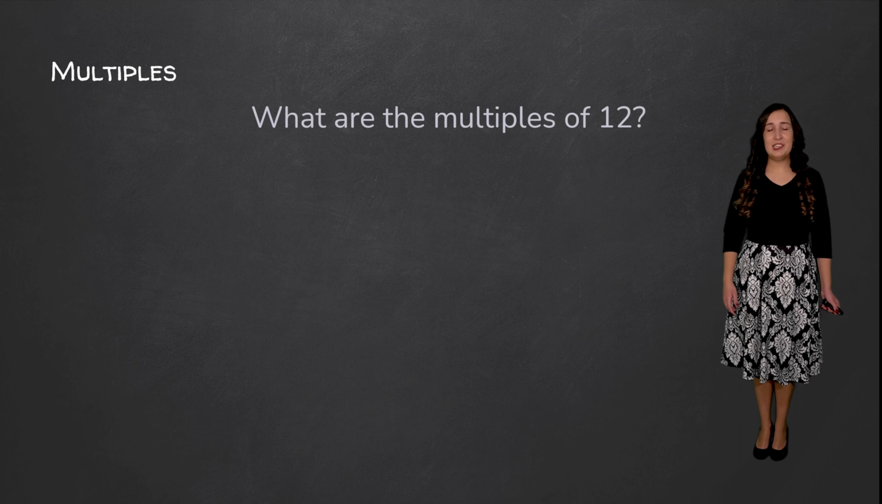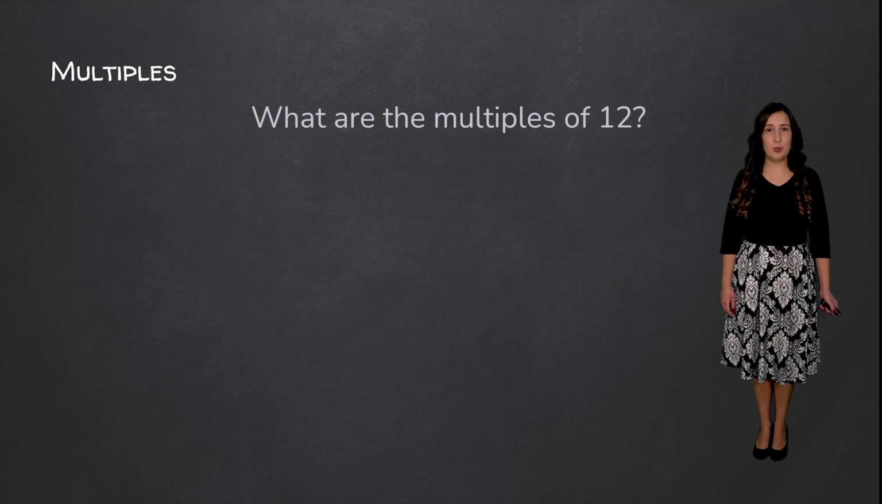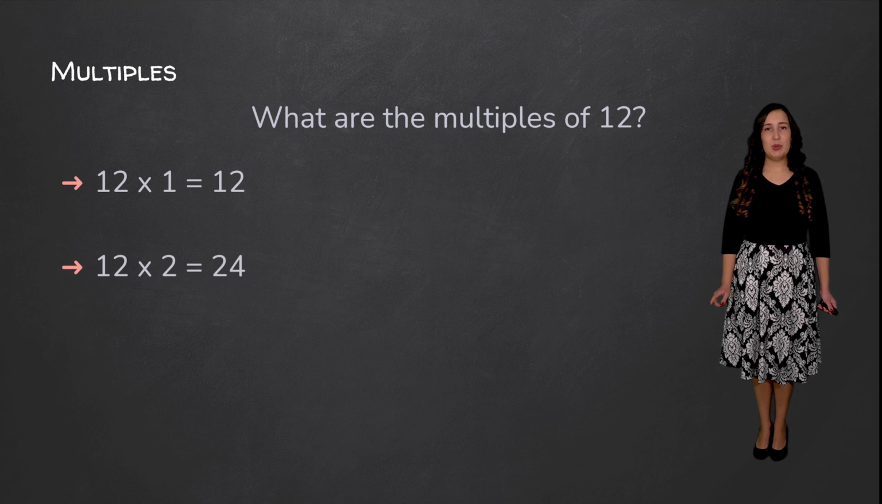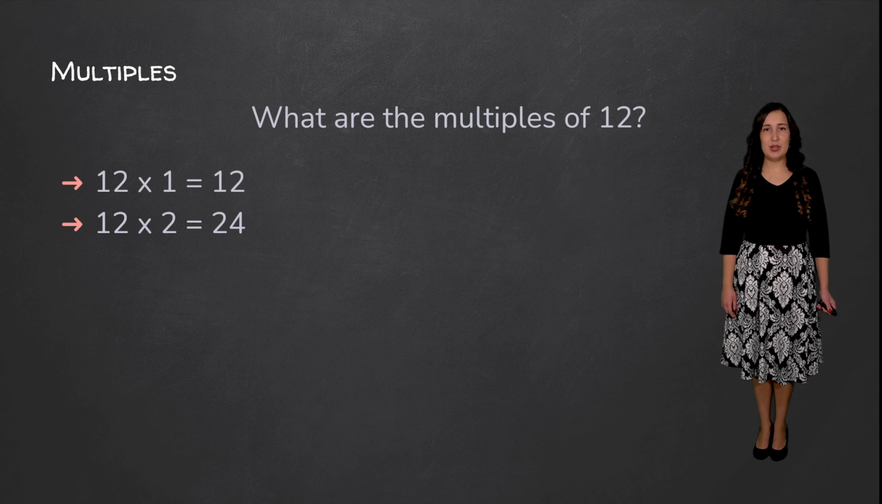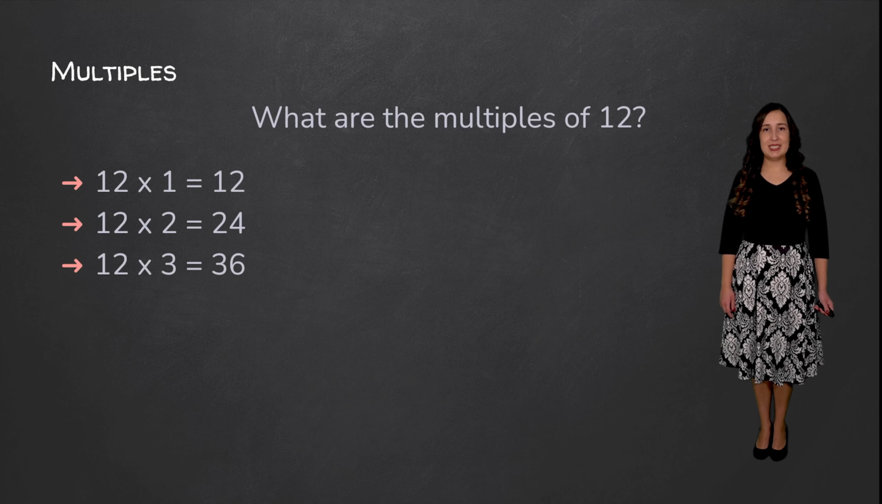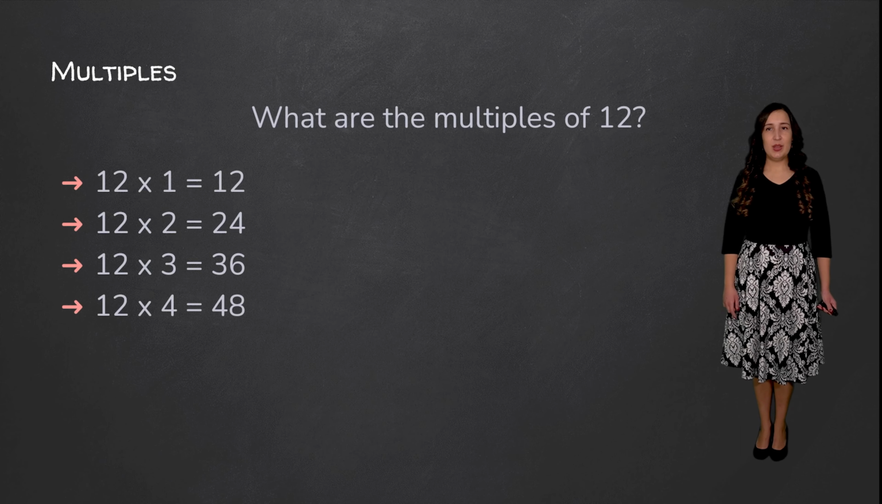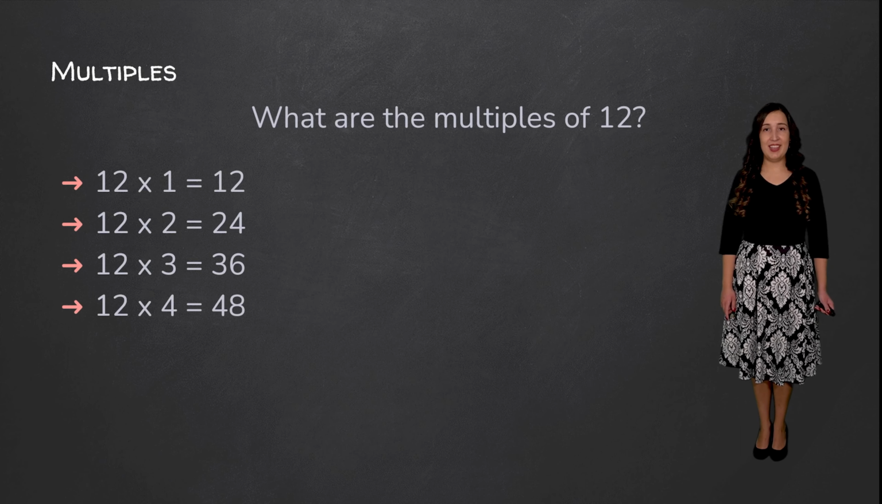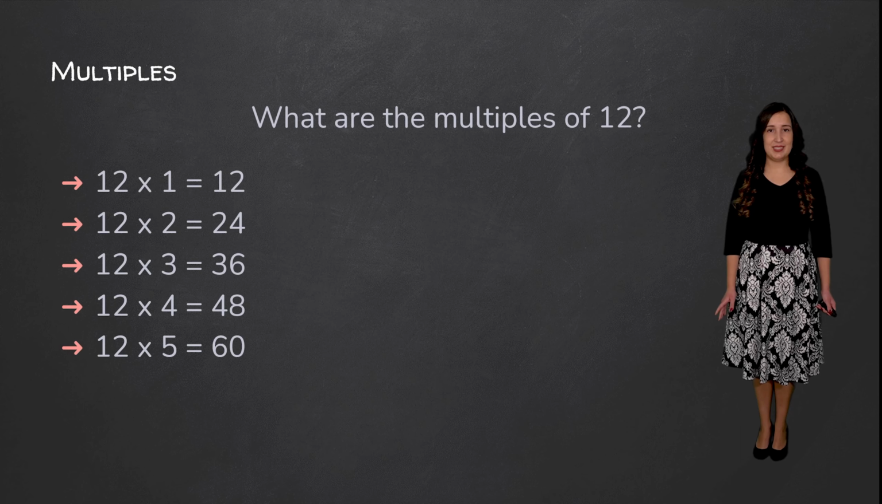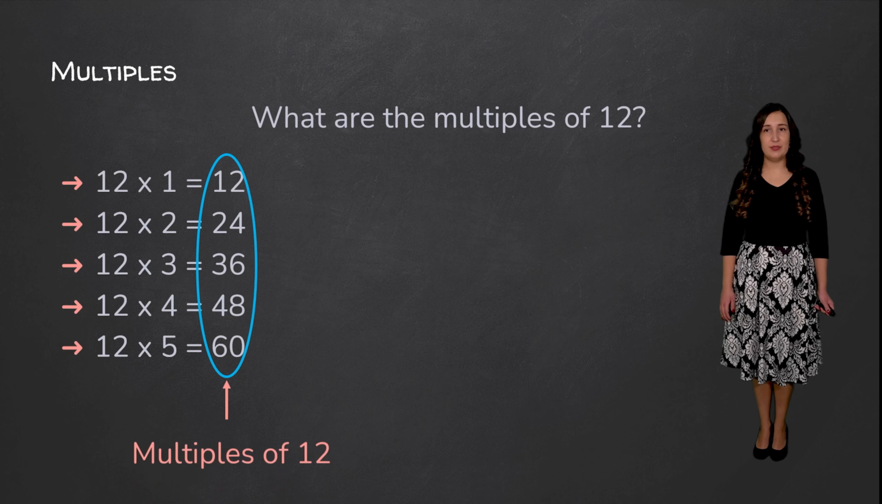All right, and our final example, what are the multiples of 12? So we have 12 times 1 is equal to 12, 12 times 2 is equal to 24, 12 times 3 is equal to 36, 12 times 4 is equal to 48, and 12 times 5 is equal to 60. Remember that you could keep going if you wanted to. And these over here are some examples of our multiples of 12.